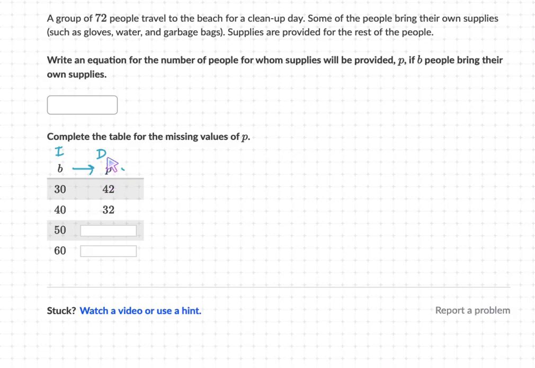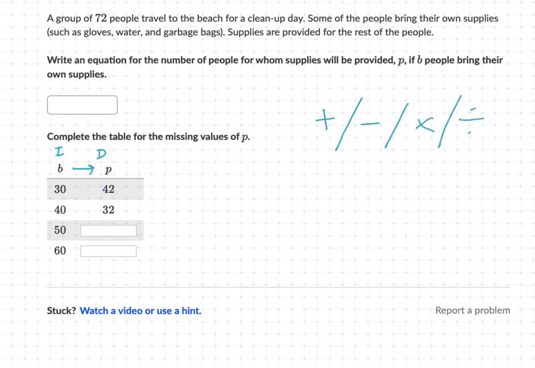Okay, so B is the people who brought their own supplies, and then P is the supplies that are provided. That kind of makes sense that the amount of people who brought their own supplies are going to affect the supplies that they would have to provide. The more people who bring their own supplies, the less supplies the organization is going to have to provide, because they already have it covered. So this independent-dependent makes sense so far. They already made up a table for us, so we just have to figure out what the rule is. So we're going to go with addition, subtraction, multiplication, division.